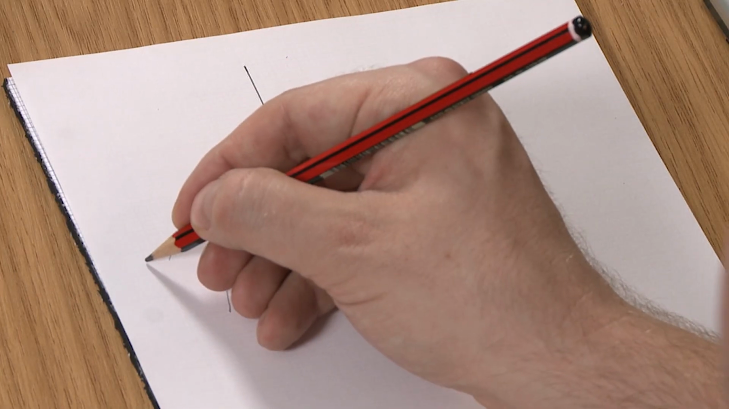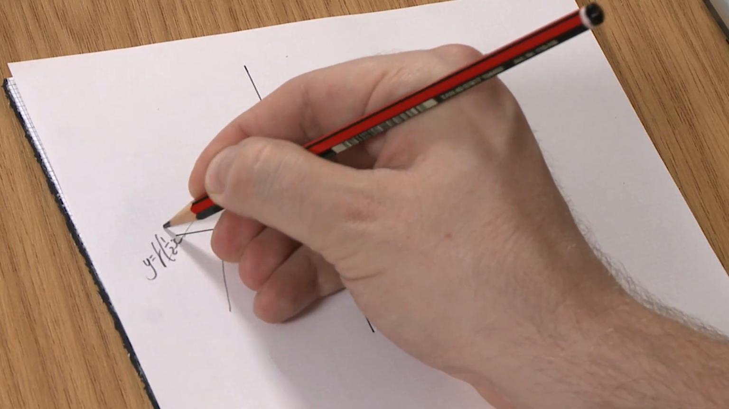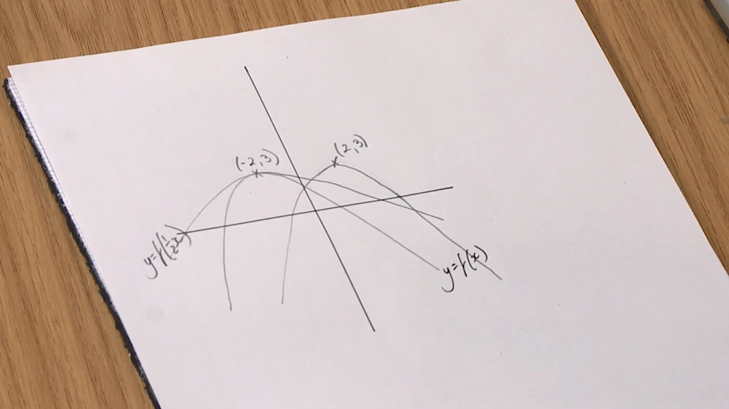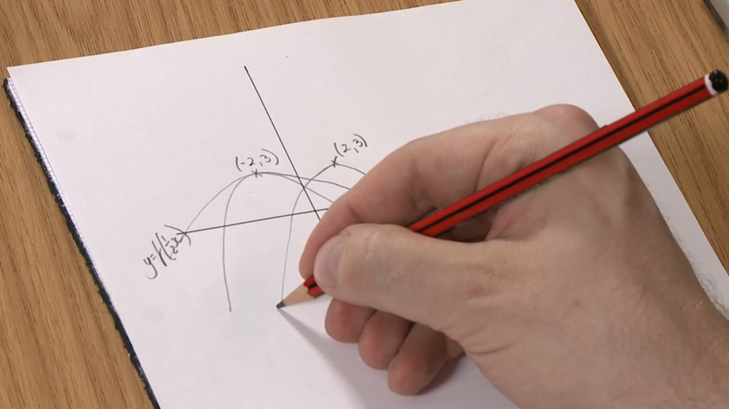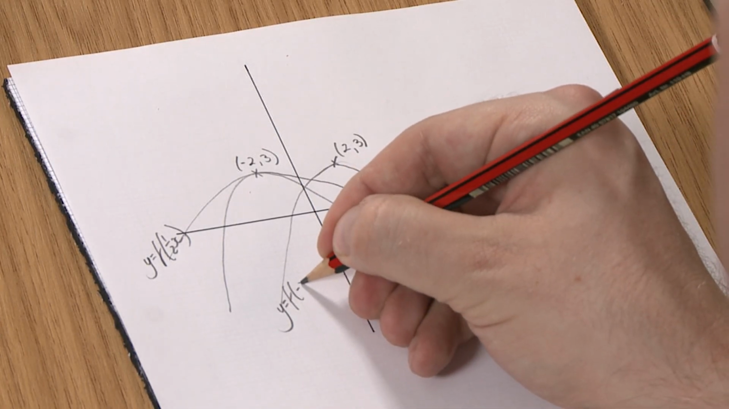But remember, let's clearly label which one applies to which transformation. This one here was y equals f of 1/2 x. And this one here was y equals f of minus x. So remember, with these, the most important thing is getting that coordinate correct and not the quality of your sketching.